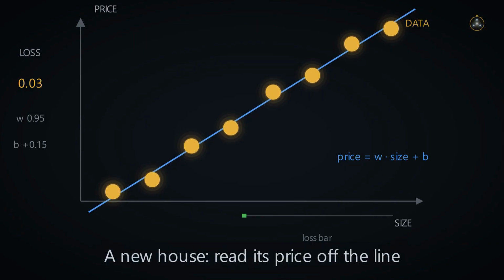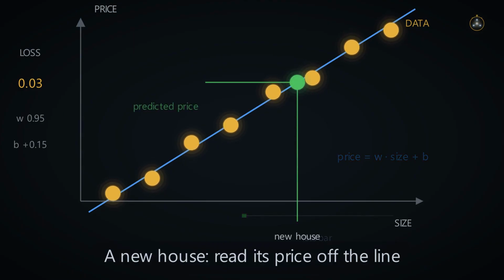Now the payoff. A new house arrives, one the model has never seen. We know only its size. Find that size along the bottom. Rise to our fitted line. Read across. The line hands us a price. The book calls this a prediction, a learned line turning any size into a sensible guess.